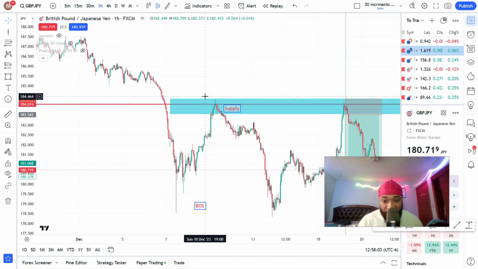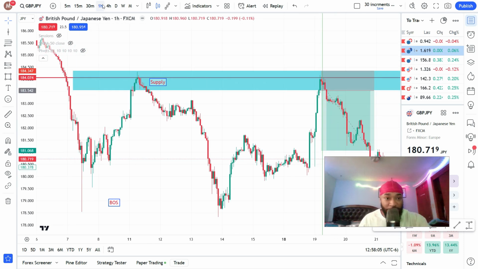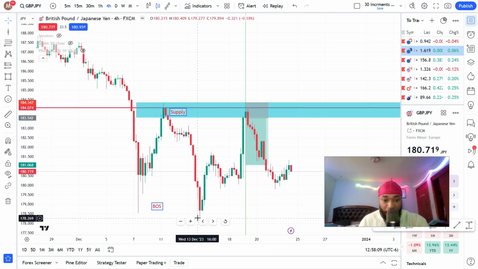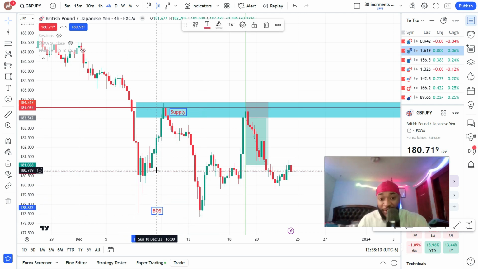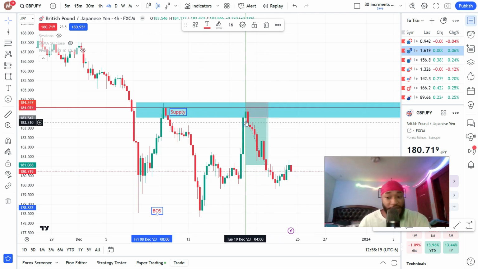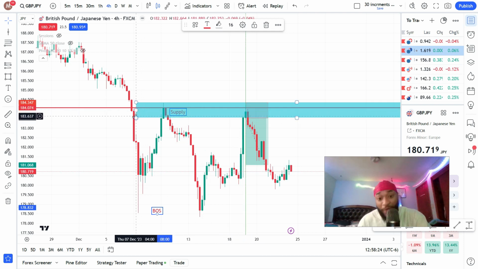But let's break it down again. Well, let's go back to the 4 hour so you can see it more clearly. You had aggressive selling, right? You just had a break of structure. Supply and demand with the break of structure. And then coming back to the supply, or in this case, well, this case it's a supply, but if it's demand, it would be the same thing. But let's just say, for instance, this is the example of a supply.